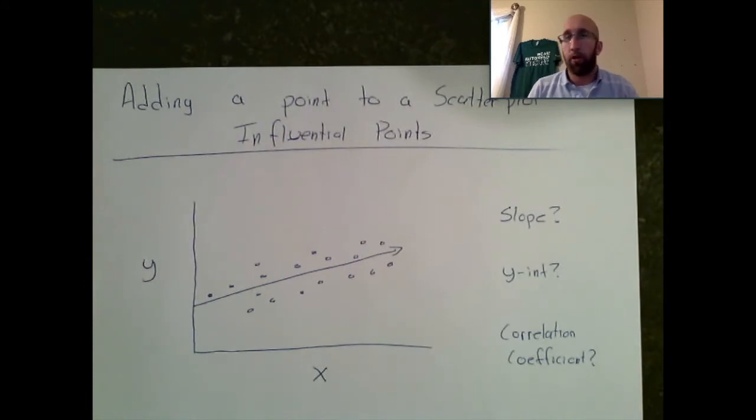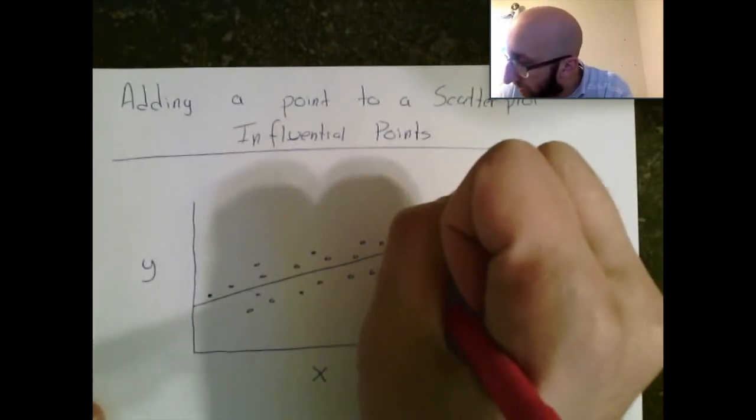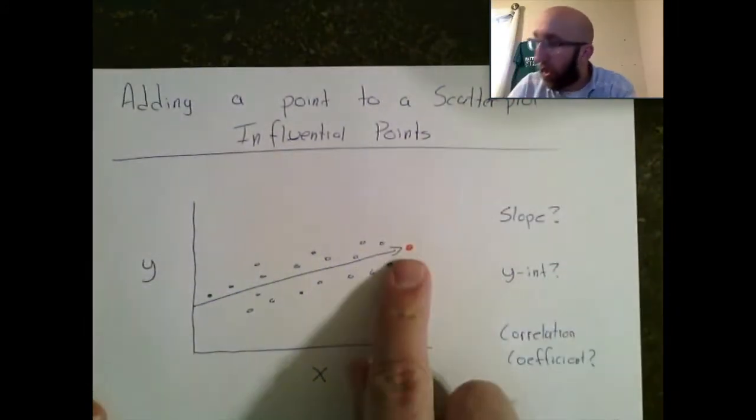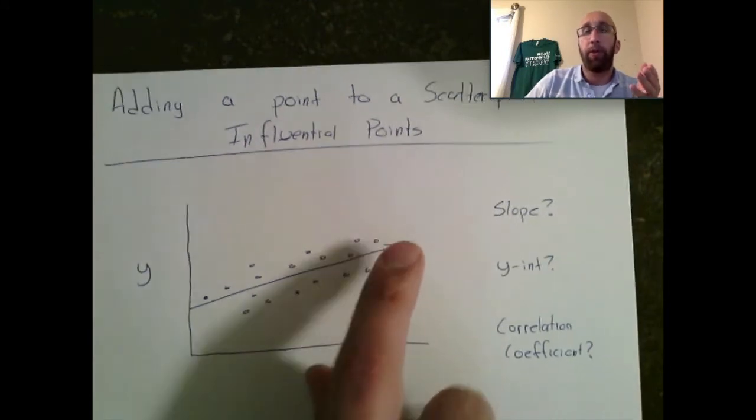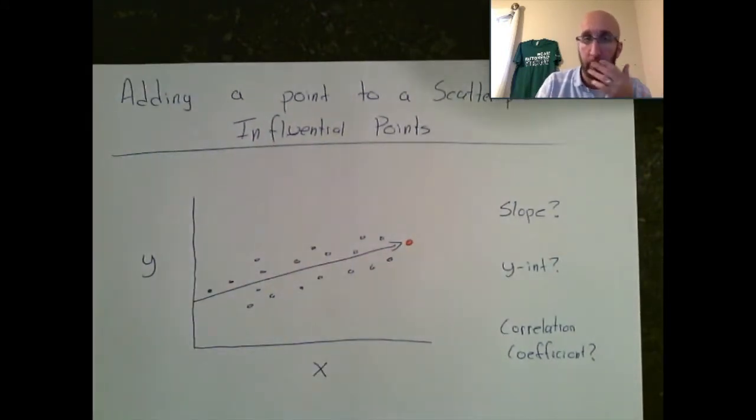So what we want to look at, and I'll do this in red here, is what if we added a point and we find out if you add it on, it's going to be either right on top of the line or it's going to be pretty close to being on top of that line. So what we want to know is, what does this change? Okay, what does it change as far as our slope, our y-intercept, our correlation coefficient?